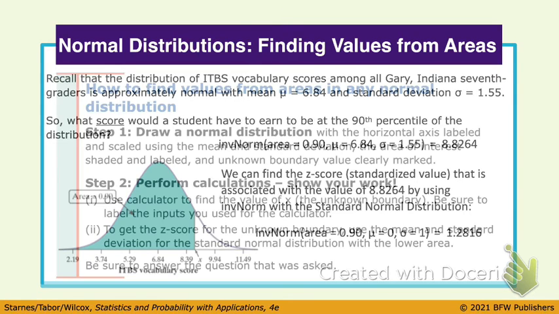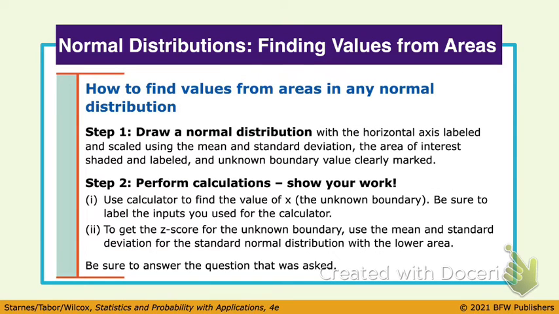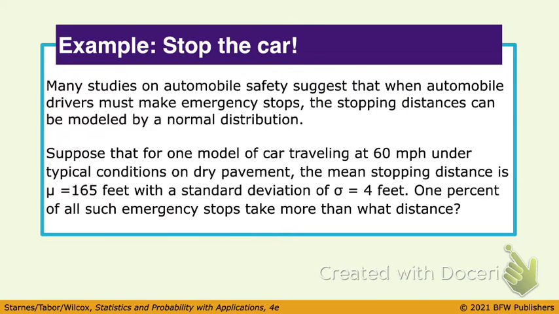Here are the instructions. Draw a normal distribution, label your axes with the mean and the standard deviation, use your calculator to find the unknown value, get the z-score if you need it, and make sure you answer the question that was asked. All right, cool. Here we go.